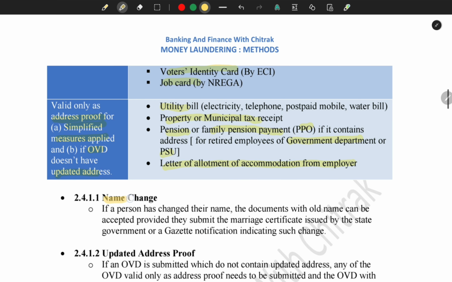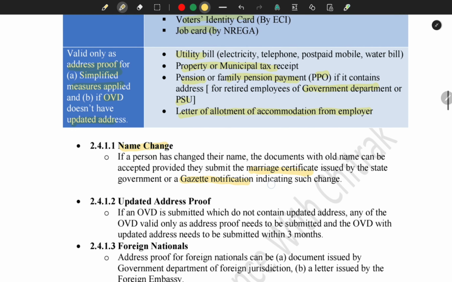Now, if a person has changed their name, the documents with the old name can be accepted provided that they submit the marriage certificate. Like if a woman has changed her name after marriage, then the marriage certificate from the state government can be taken, or if any name has been changed by this person, then a gazetted notification indicating such change should be taken.